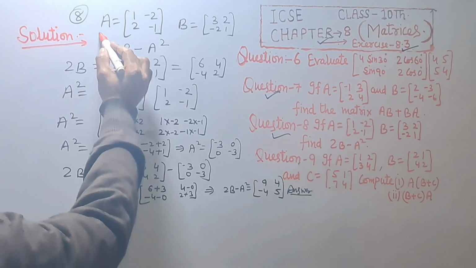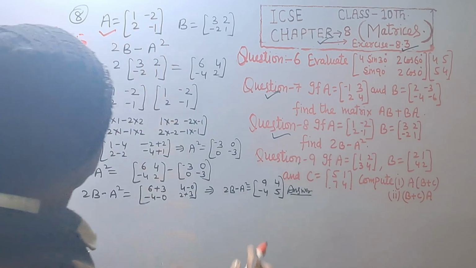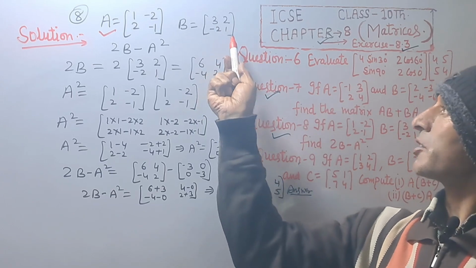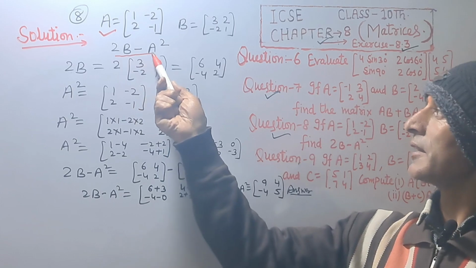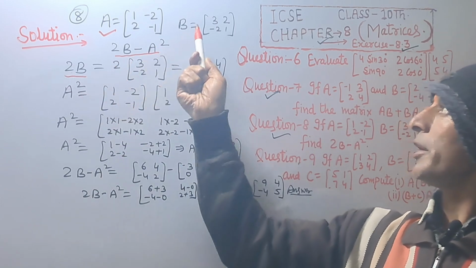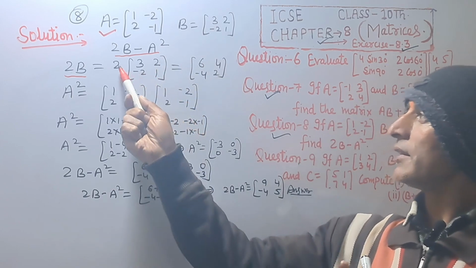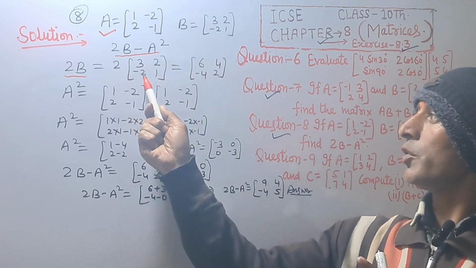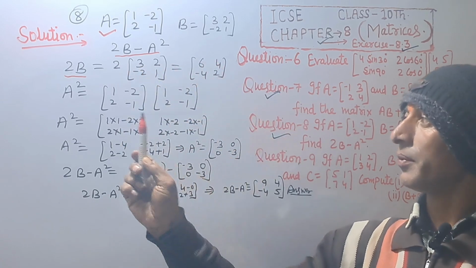Answer. Given A is [1, -2; 2, -1], and B is equal to [3, 2; -2, 1]. We find 2B minus A squared. First, multiply 2 into B. 2 into B is [3, 2; -2, 1]. 3 2s are 6, 2 2s are 4. 2 into minus 2 is minus 4, 2 1s are 2.